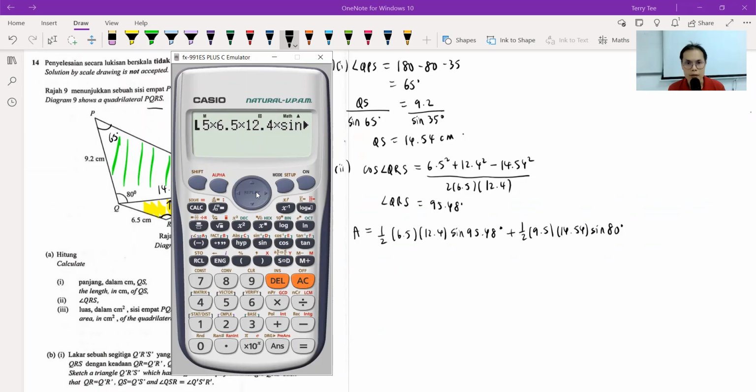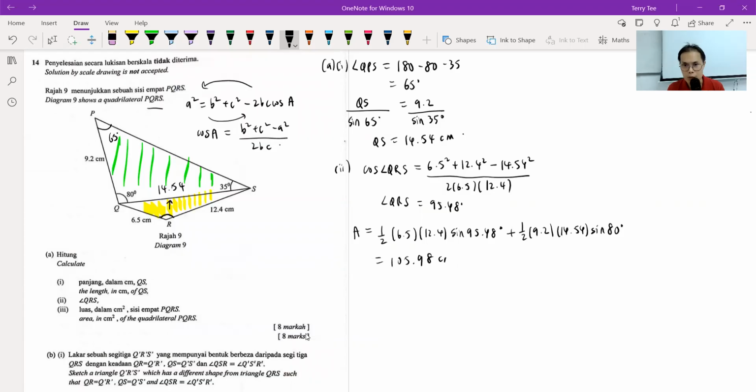Okay, I hope I didn't make any mistake. 6.5, 12.4 sin 95.48. The second one, okay, this one is 9.2. Sorry, 9.2. I wrote 9.5. Sorry. This is 9.2. Half 14.54 sin 80. Okay, let's count. 105.98 should be correct. You can use 106.0 for 4 SF, but yeah, if you want to use more decimal points, it is okay. 105.98. So that's your area.